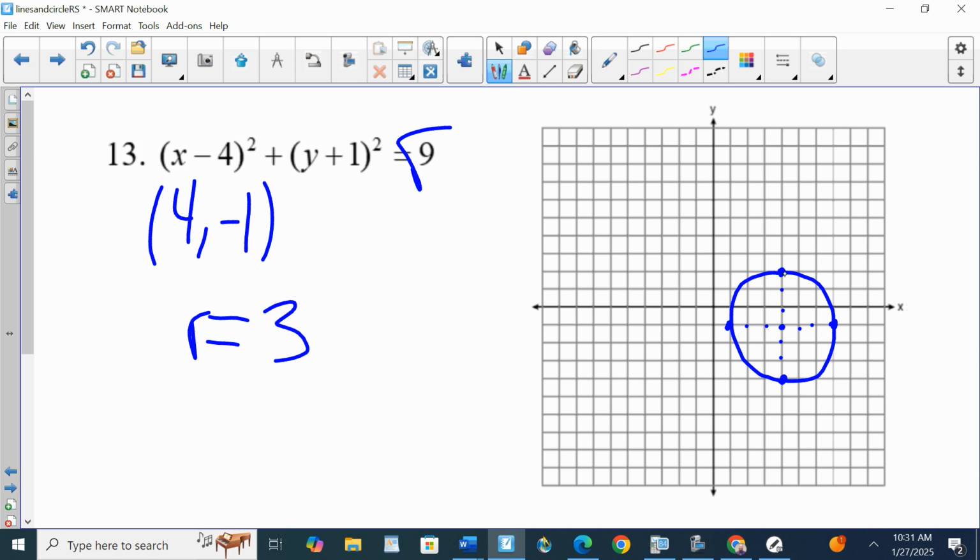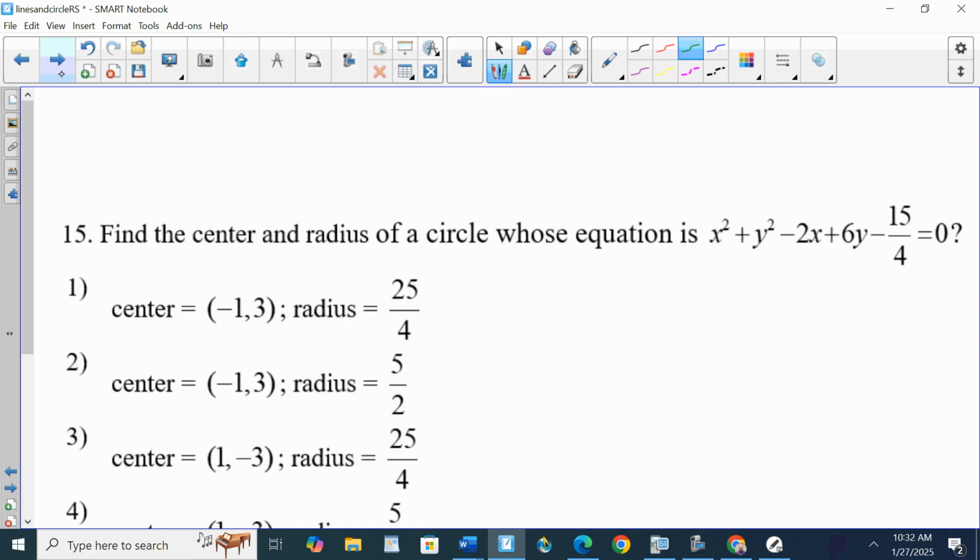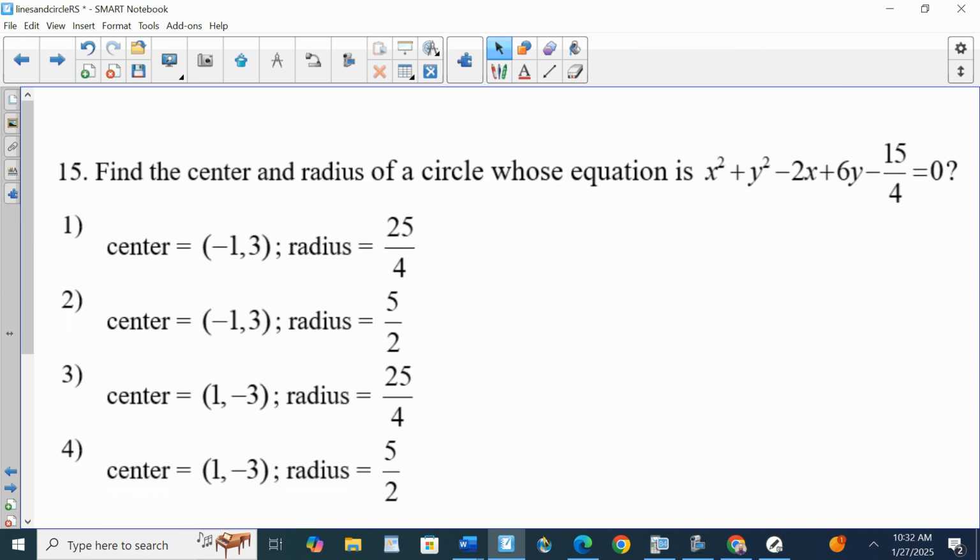Find the center and radius, negate what's in the parentheses for the center, square root of the right-hand side for the radius, plot the center, count the radius in all 4 directions. You'll have one of those, which brings us to completing the square with circles.